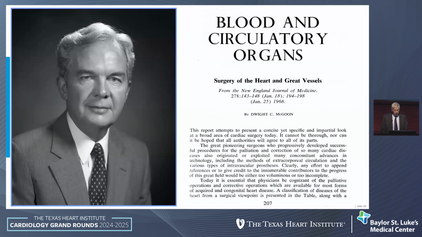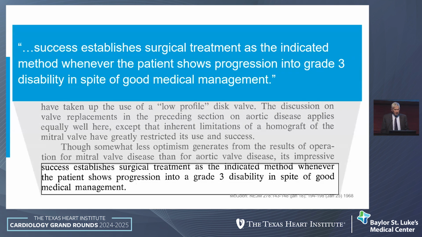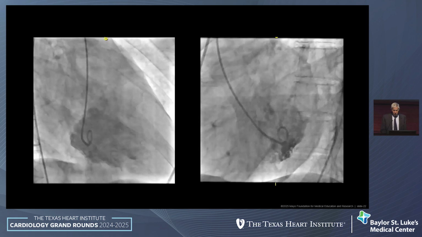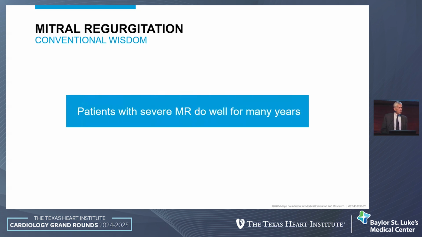In 1968, Dr. Magoon wrote a review article for the New England Journal of Medicine, and he was talking about valve surgery for mitral valve disease, and he said success of surgery establishes that treatment as indicated method whenever a patient shows progression into grade 3 disability in spite of good medical management. And that was at a time when regurgitation was determined mainly by contrast ventriculography. And it was conventional wisdom at that time that if you had severe mitral regurgitation, that it was tolerated well, and that patients with severe mitral regurgitation did well for many years.